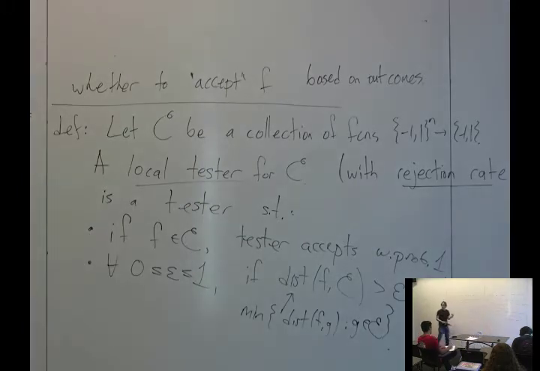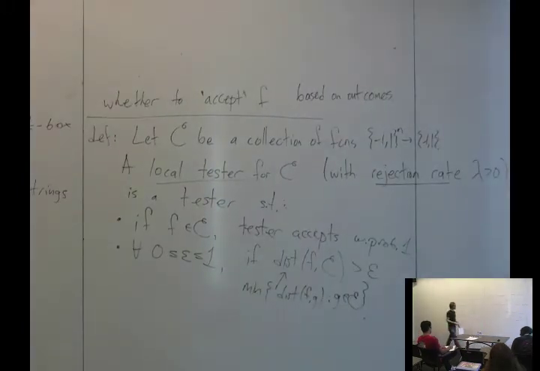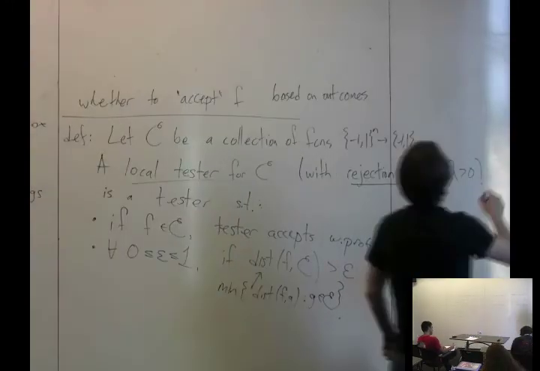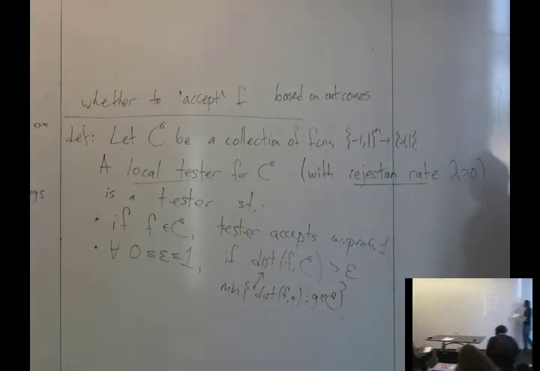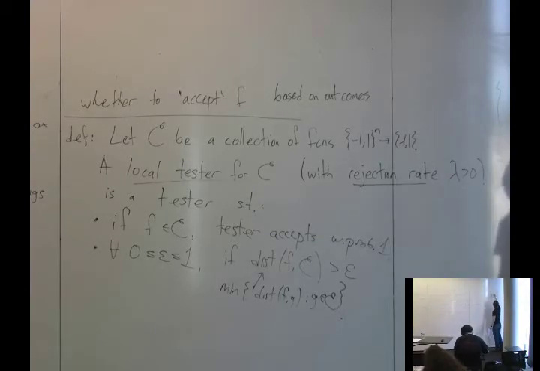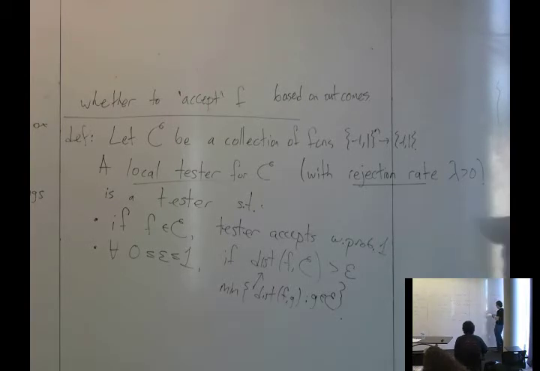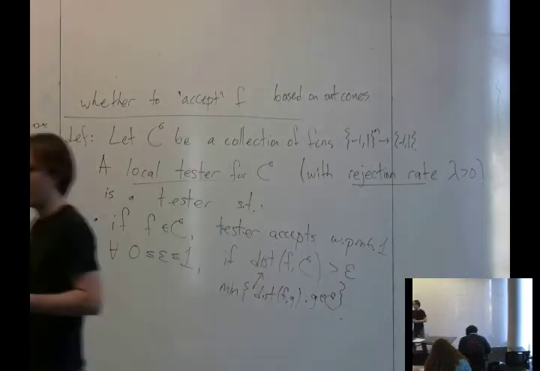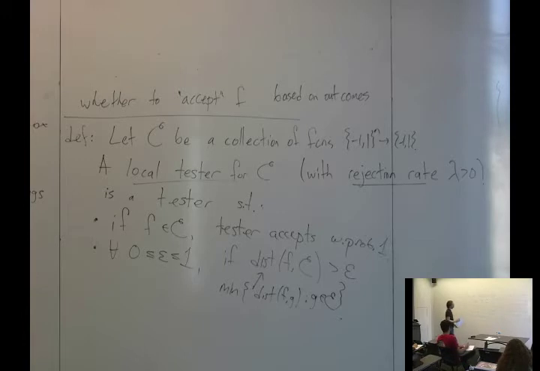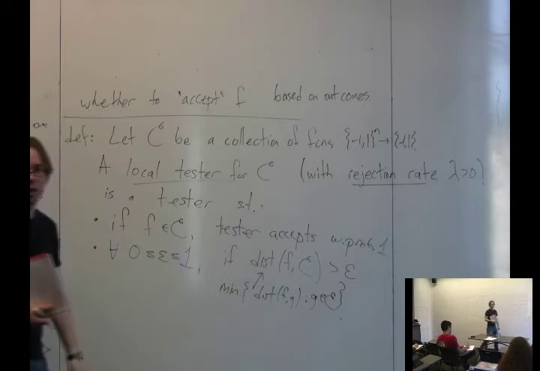Remember the distance between two Boolean functions f and g is the fraction of inputs where they disagree. Then the probability that the tester accepts should be less than 1 minus, well, let me write it like this: the probability that it rejects should be greater than lambda times epsilon. Think of lambda typically as some small but positive universal constant like 0.1. So it actually says that the probability of rejecting is proportional to the distance from the class.